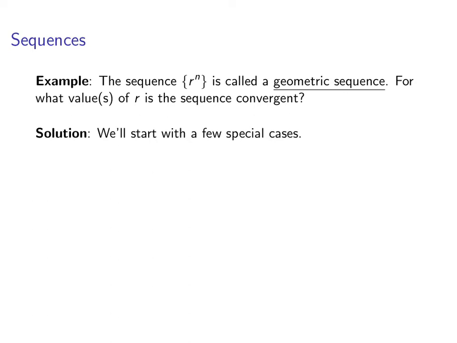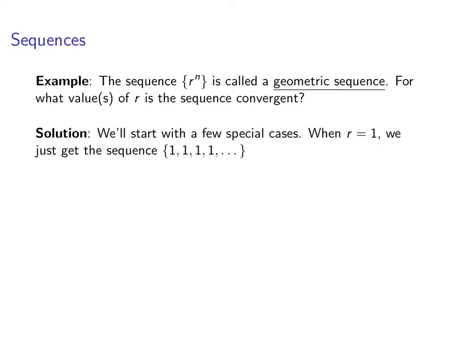Hello, calculus fans. If you take the sequence r to the n, where r is just some fixed number, that sequence is called a geometric sequence. And we want to know what values of r make that sequence convergent. I want to go through a few special cases.